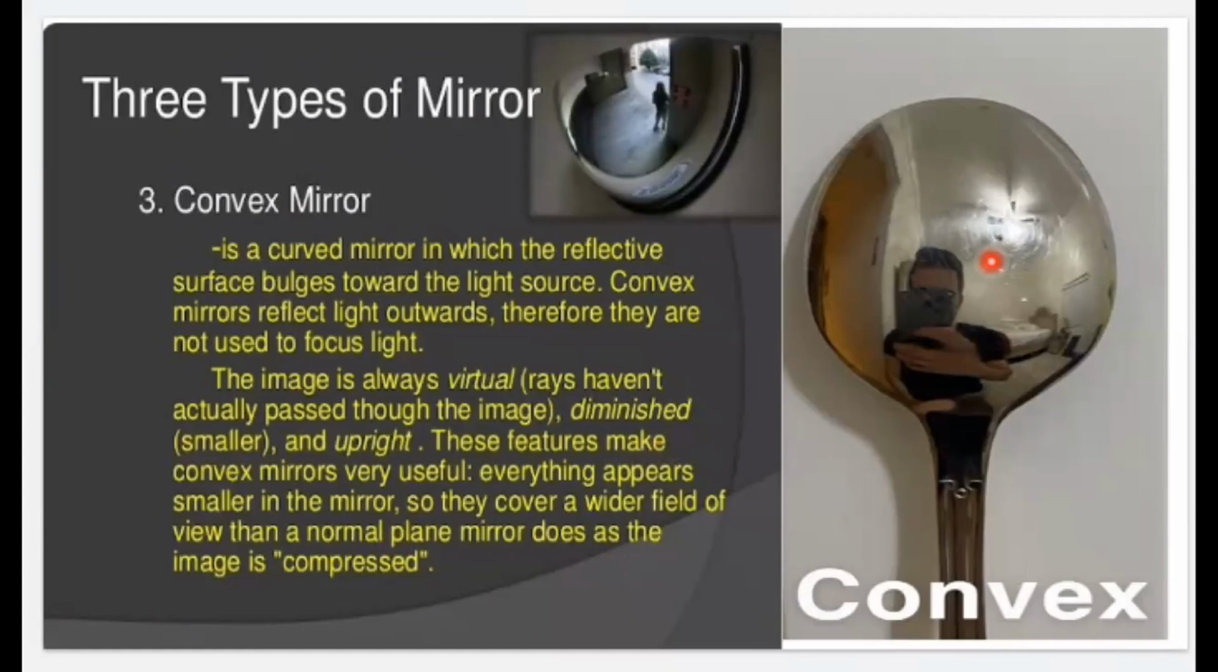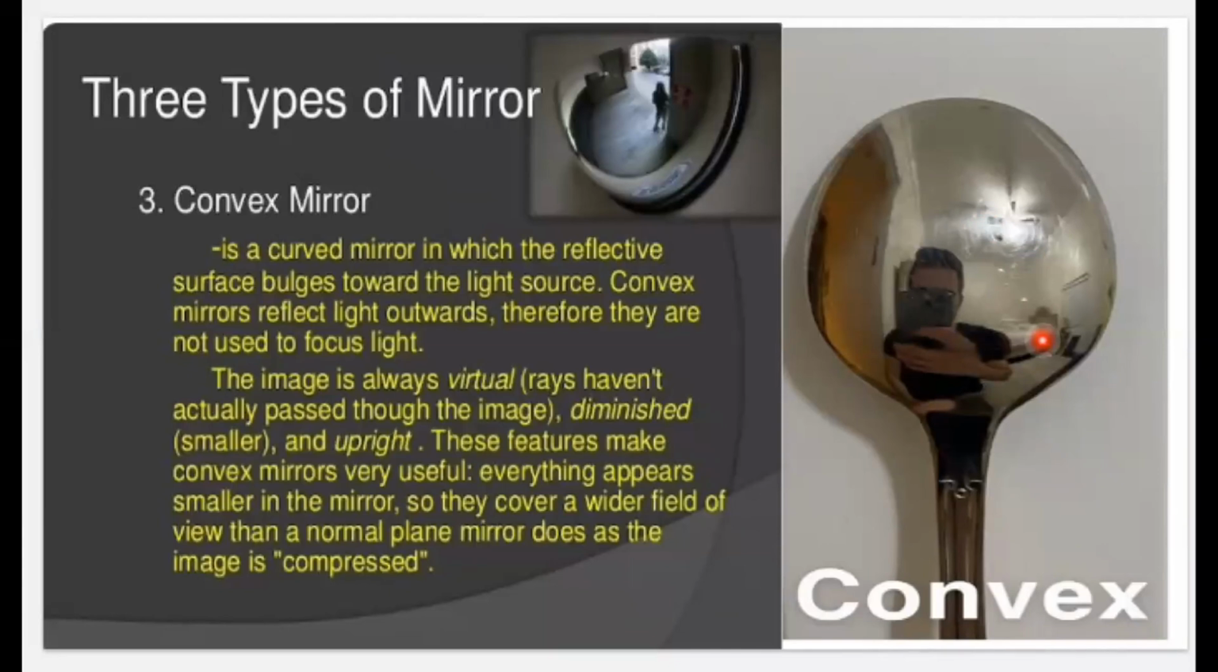Now here on the right hand side of the slide, you can see the back side of the spoon. See how the spoon is bulging out. The surface of the spoon has bulged out. Now the same person is taking a selfie in front of this spoon. Now you can make out that the person is upright. Whereas in the concave mirror, the person was appearing inverted. But here in this case, the person appears to be upright. He is standing straight. Definitely his image in the spoon's backside is also standing straight.